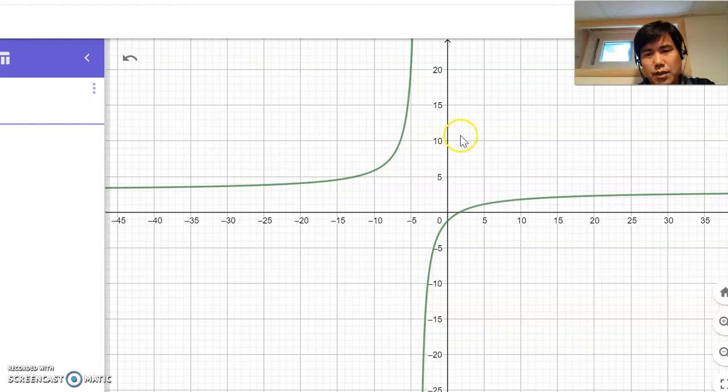So let's say we have to find the limit of f(x) as x goes to infinity. Then of course we are finding the positive side and negative side as well.